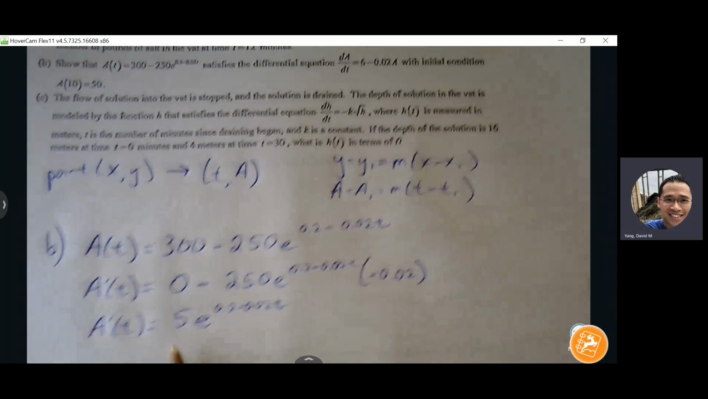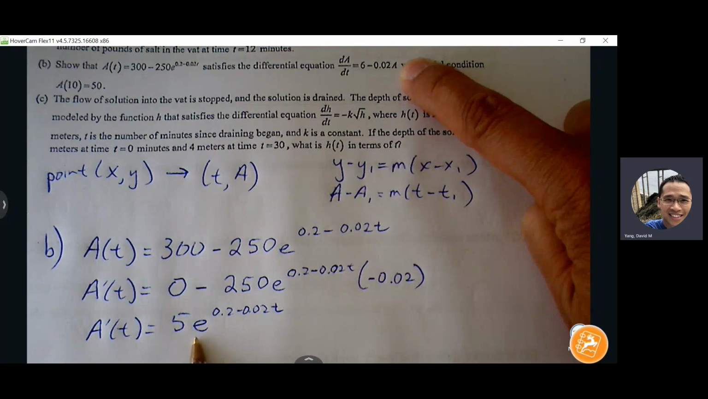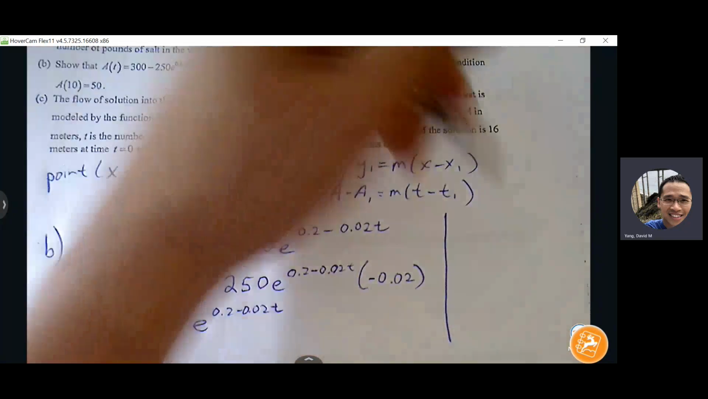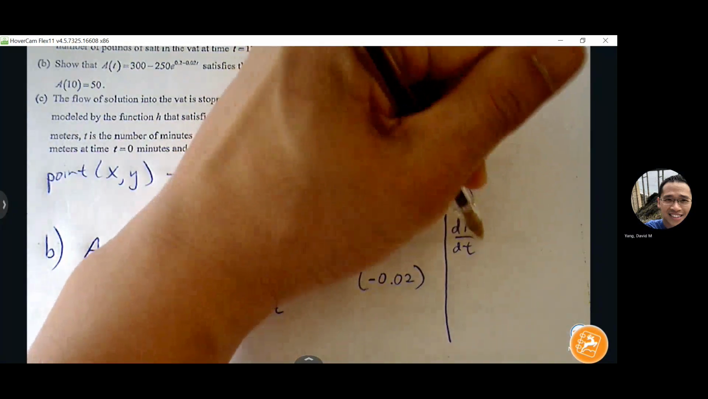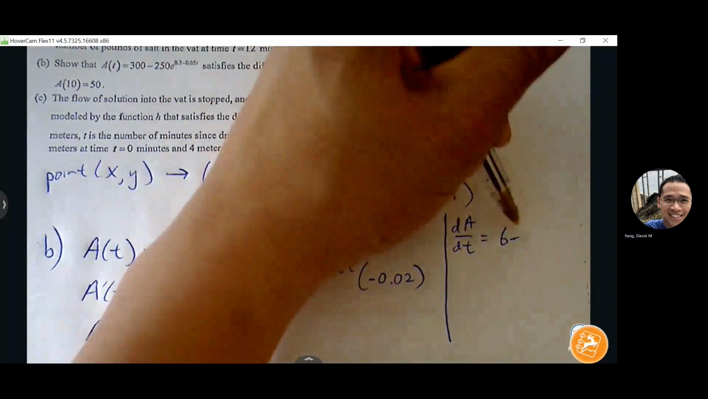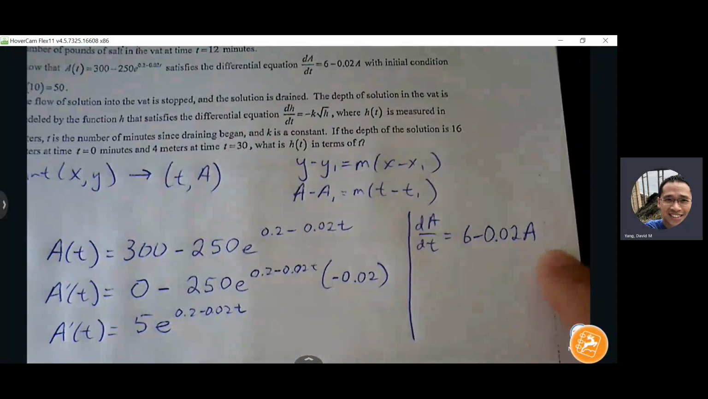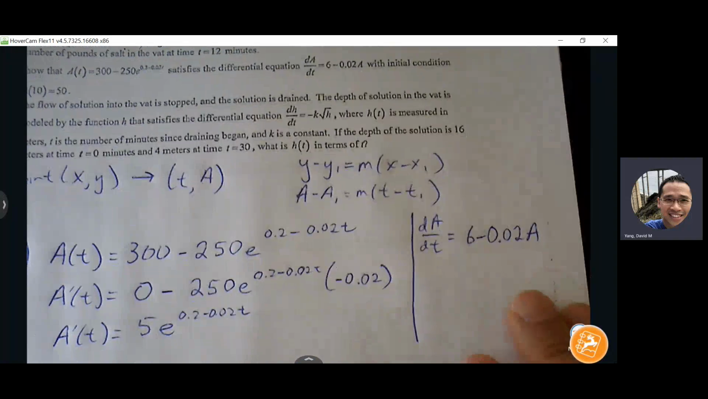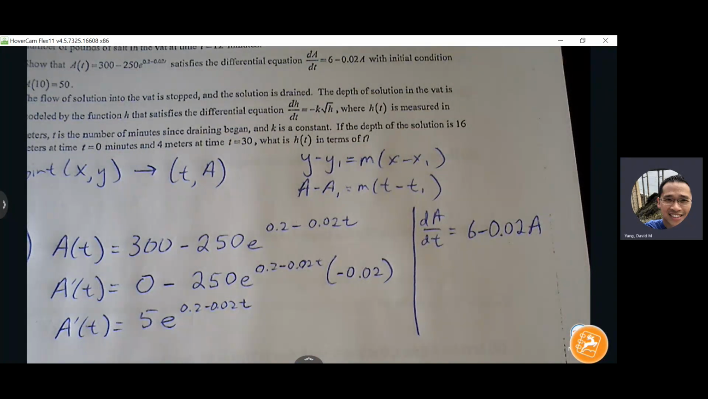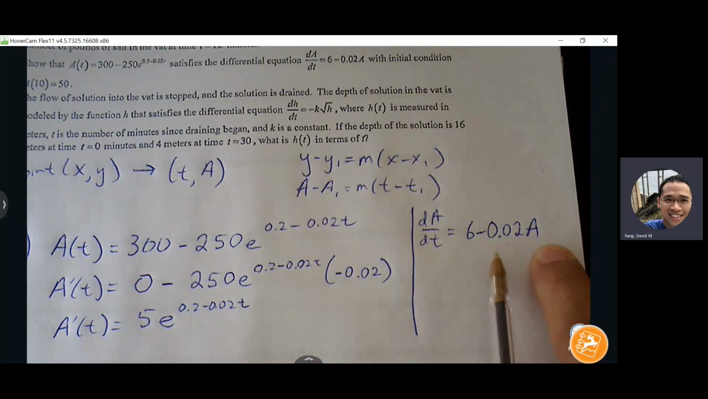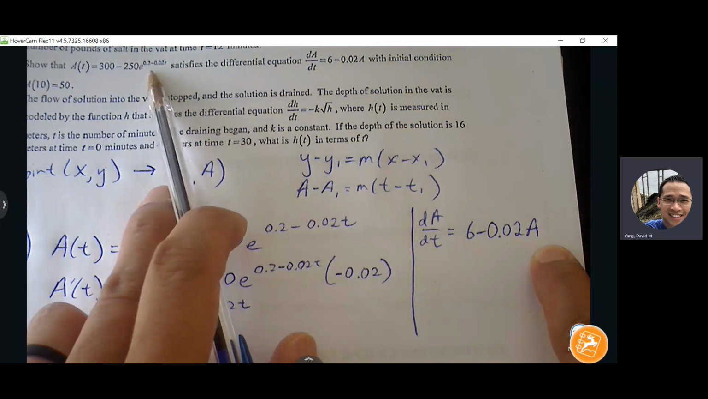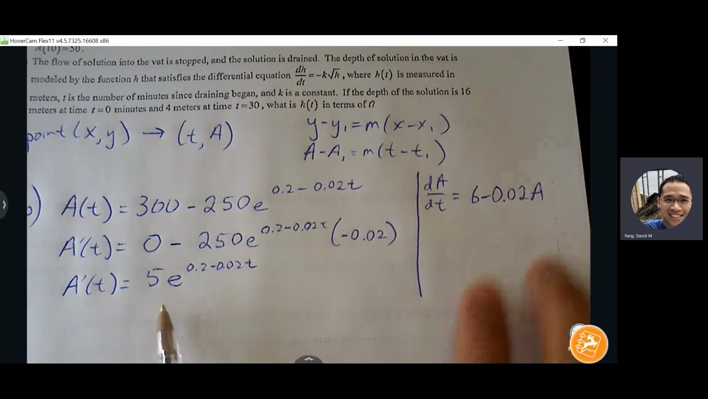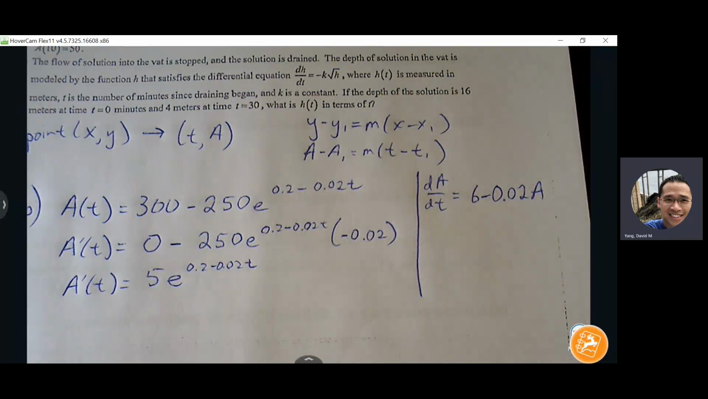So I worked up to the point where I'm not quite seeing how these are linked up yet, but maybe I can work from both sides. I know that dA/dt is in terms of A here. So what if I replace A with this 300 minus 250 e to the 0.2 minus 0.02t? I should be able to work my way down and work from both sides just to show that they're equivalent to each other. I'll algebraically or numerically clean this up and show that they're the same.